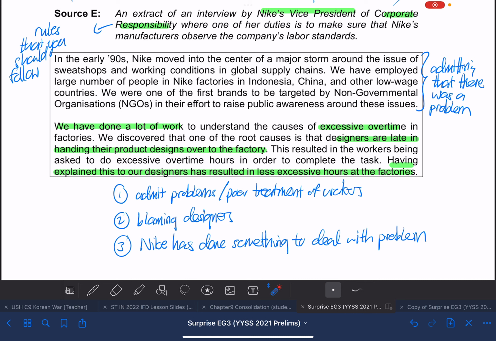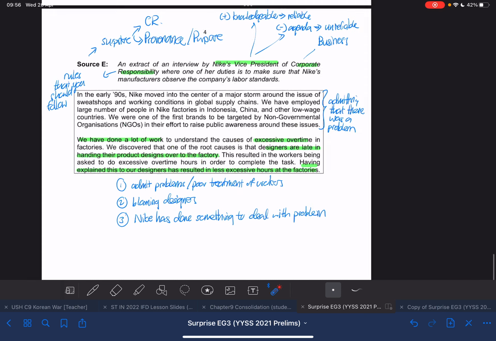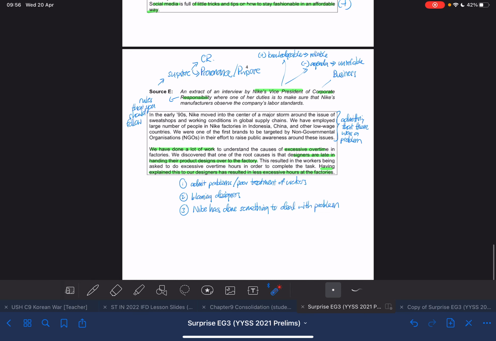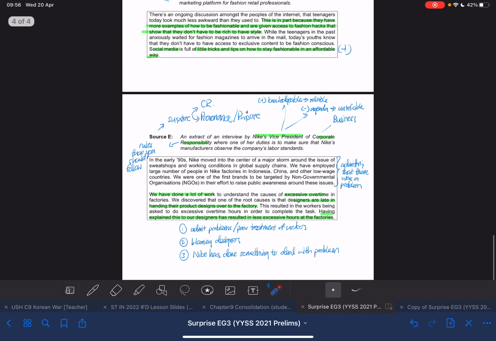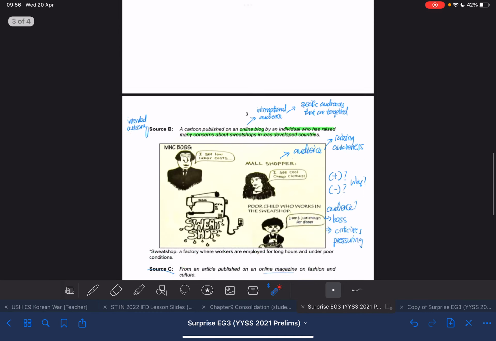The second thing, are you surprised that the vice president of Nike is blaming the designers? Meaning, it is not Nike's fault. It's actually the fashion designers. And are you surprised that this vice president is saying that she has done something to deal with the problem? Okay? If you are surprised, it means that she is saying something that you wouldn't expect. Okay, then you can write that. Now, we have, in this video, once again, what have we done? We have covered all the 5 sources. Hopefully, this gives you a head start to answer the questions.